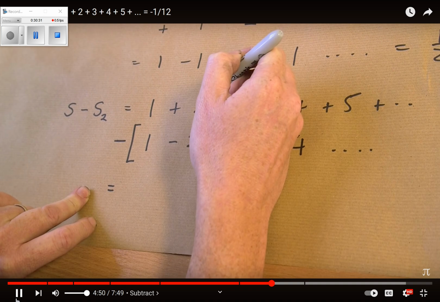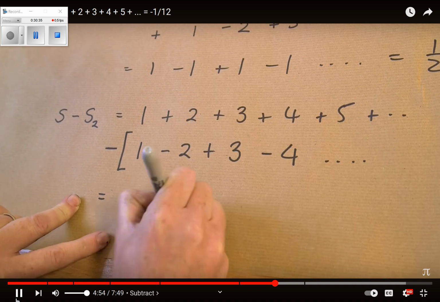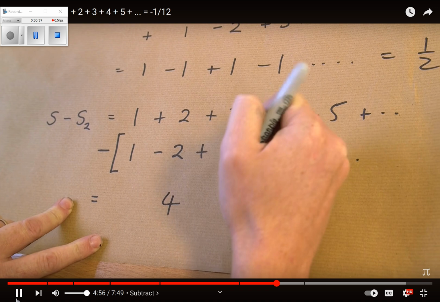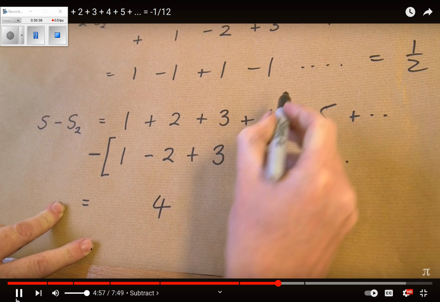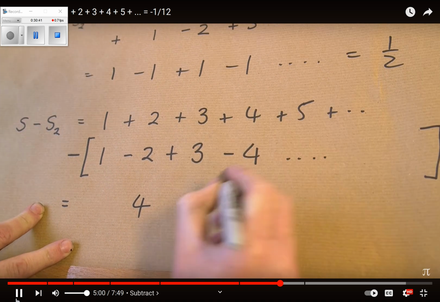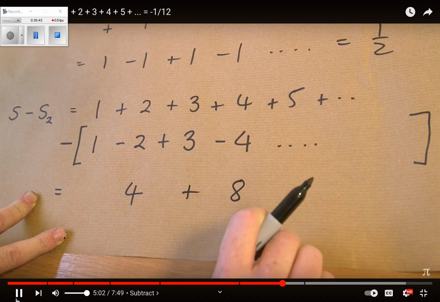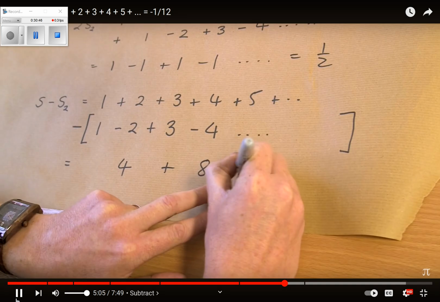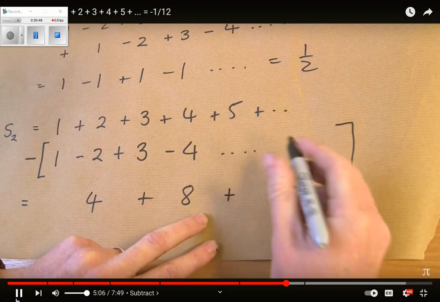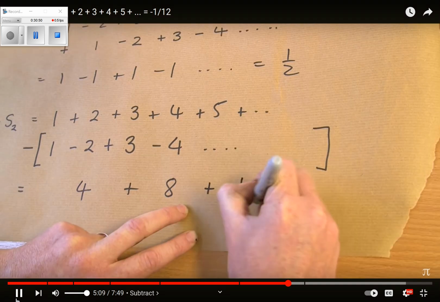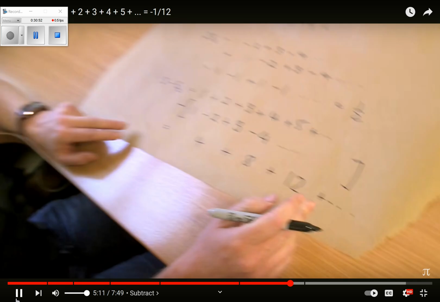2 minus 2 is 4. Okay. 3 minus 3 is 0. 4 minus 4 is 8. And so on. And the next one, from the 5s I get nothing. From the 6s, I get 12, and so on. And it proceeds in that way.